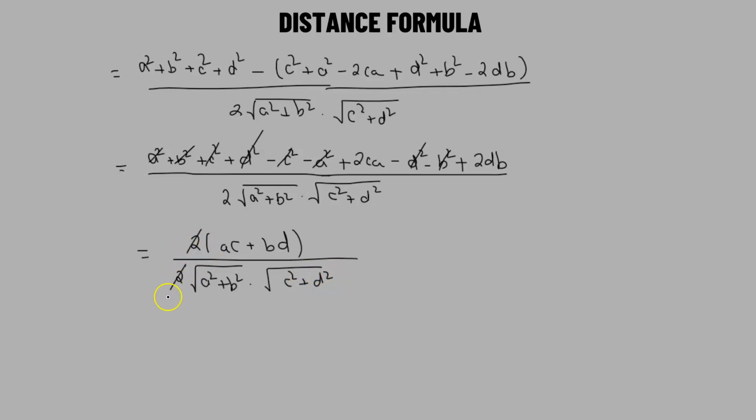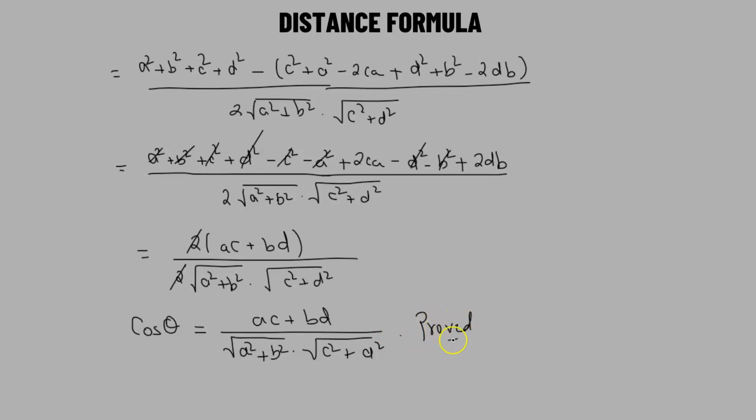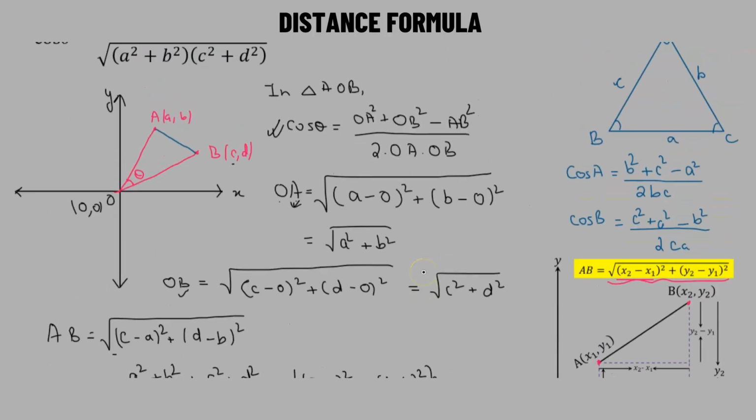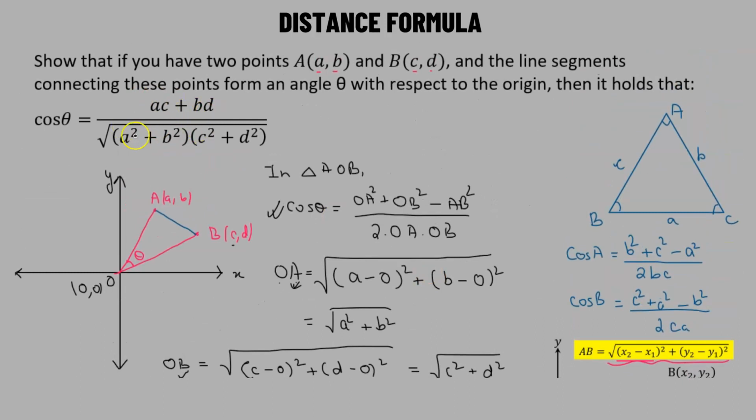Here we can factor out 2 from the numerator and the denominator, and we get the expression cosine of theta equals (ac plus bd) divided by the square root of a squared plus b squared, multiplied by the square root of c squared plus d squared. So this is what we were asked to prove, hence proved. Let's also verify with the problem. We had cos theta equals ac plus bd divided by the square root of a squared plus b squared times c squared plus d squared, hence proved.